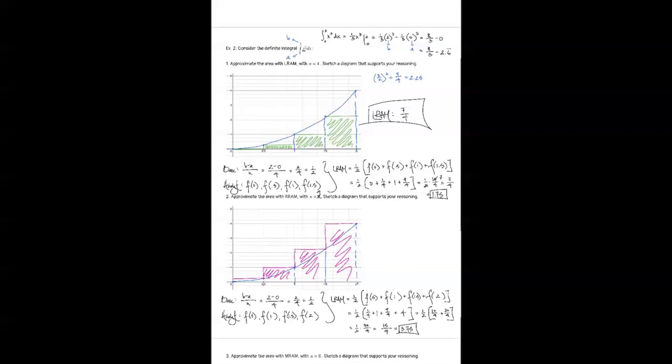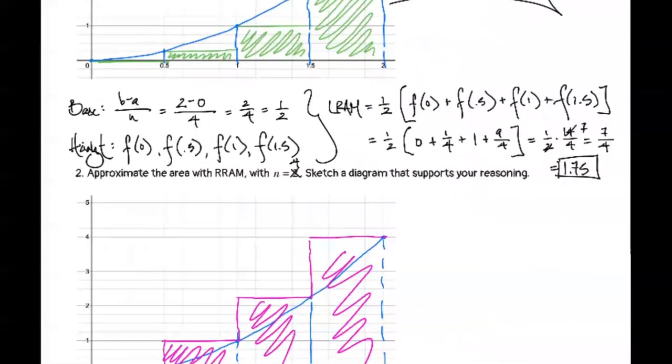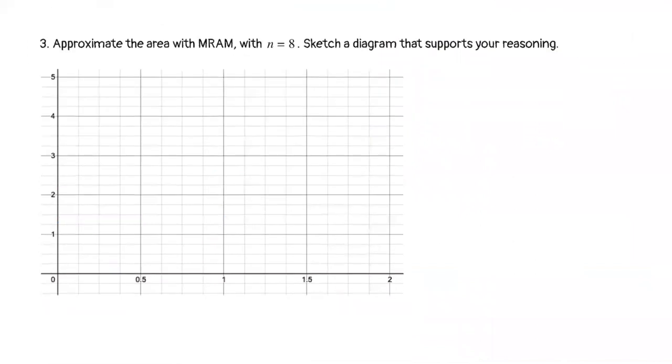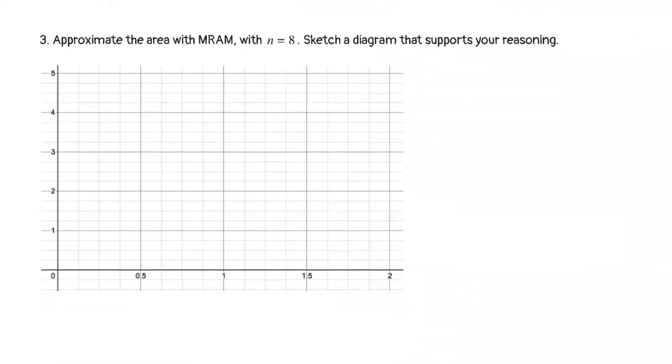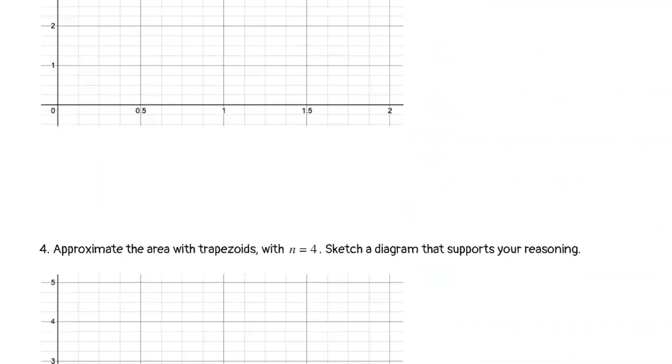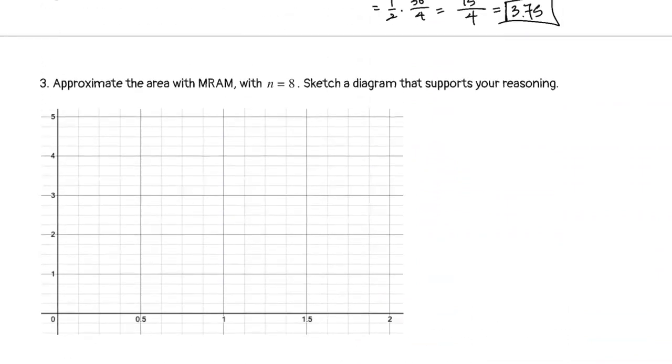I think where we can finish up with this section is let's try drawing the last one. We're going to do the MRAM one. We will not do the trapezoidal one, but we'll do the MRAM one just to close out this section. Okay. And so what I'm going to do real quick is go ahead and draw the function again.